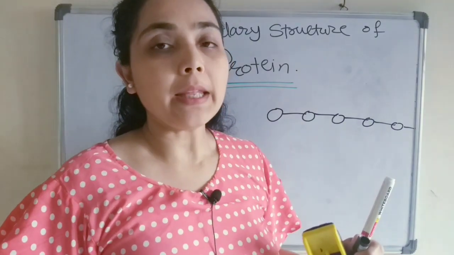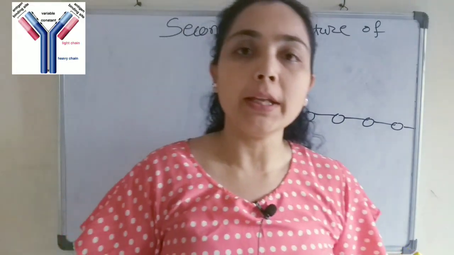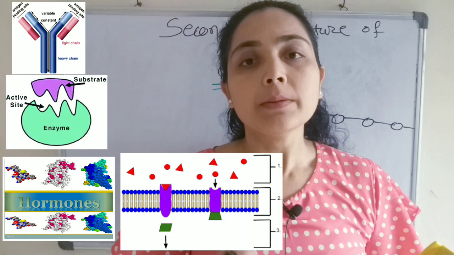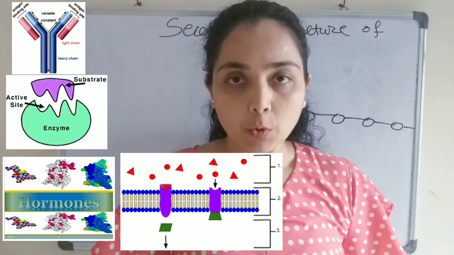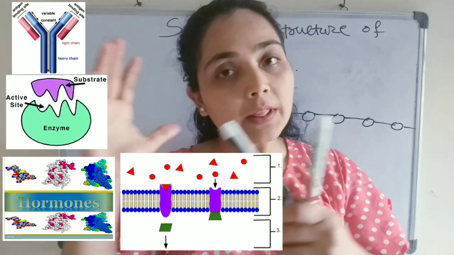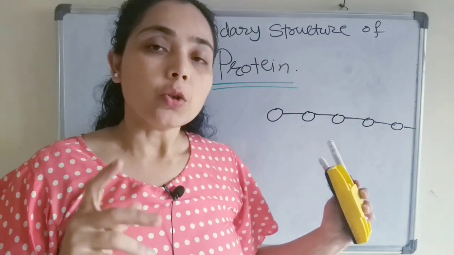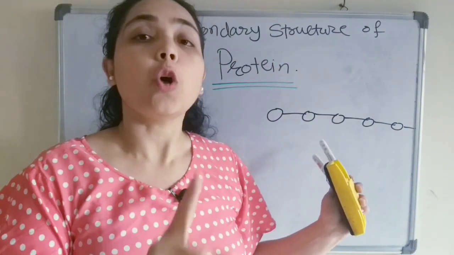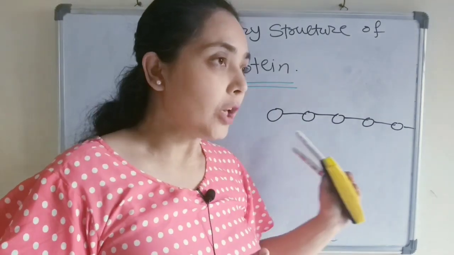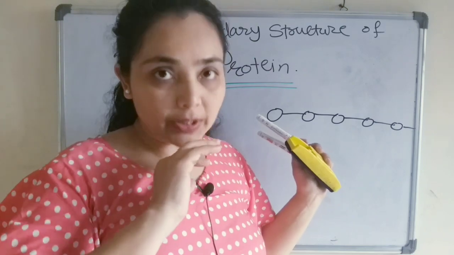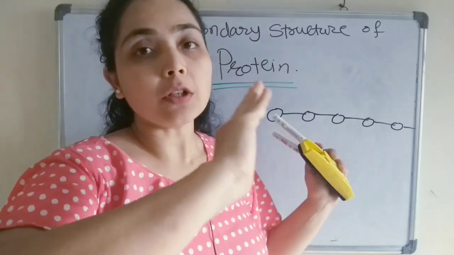We also know many examples of proteins like immunoglobulins, enzymes, hormones, cell receptors. So these are the various examples of proteins. So what is the difference between them and these structures? This is the primary structure, but it is not a functional protein. This is just a polypeptide chain, a long chain of amino acids, but it is not functional.